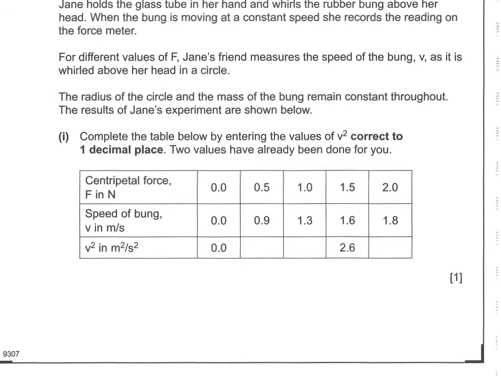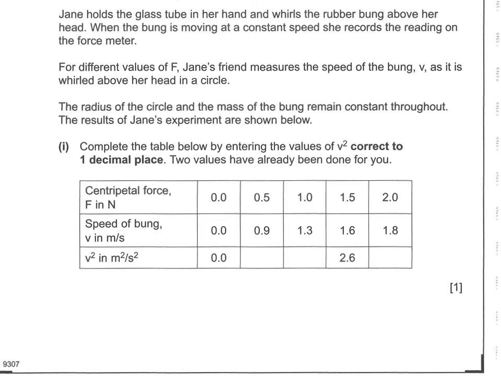So we've got radius staying the same, we've got the mass of the bung staying the same, so the only thing we're changing here is V. And so we've got centripetal force values there, values of V, and then an uncompleted table of V squareds. So we have to complete this table entering the values of V squared correct to one decimal place. So we just go through them, squaring these velocity values until we get these V squared values.